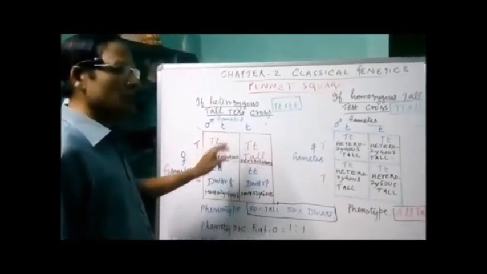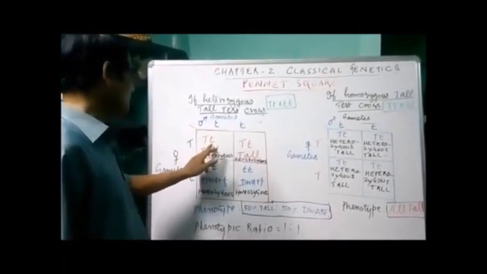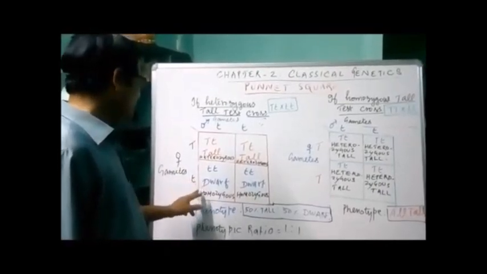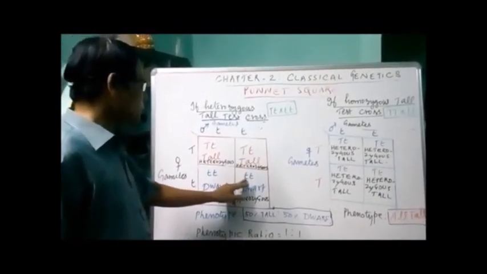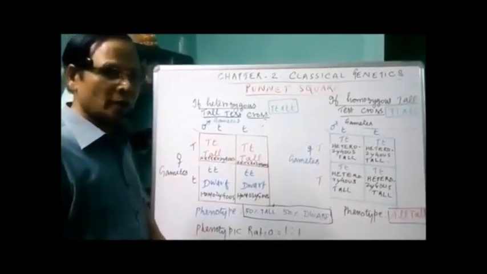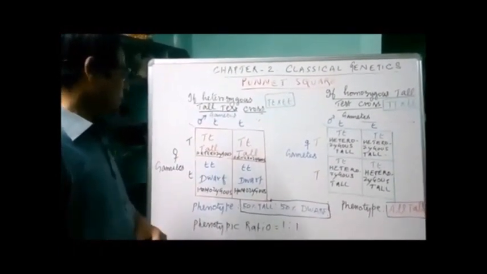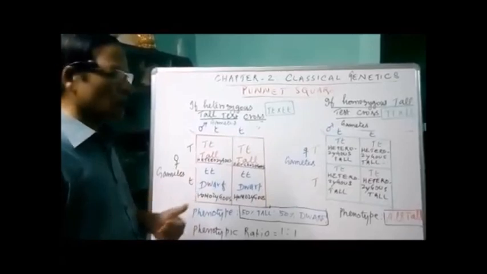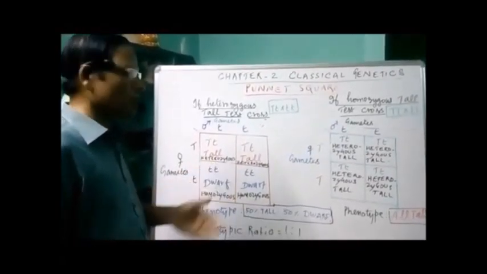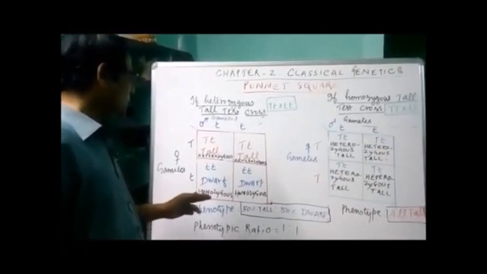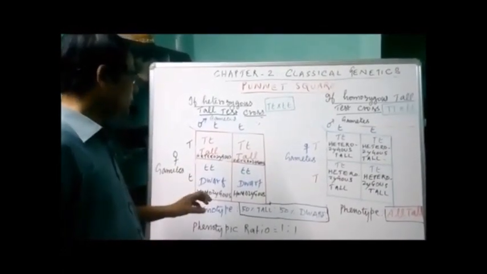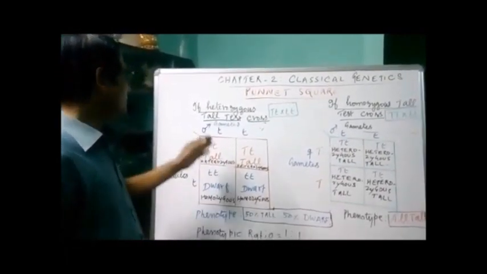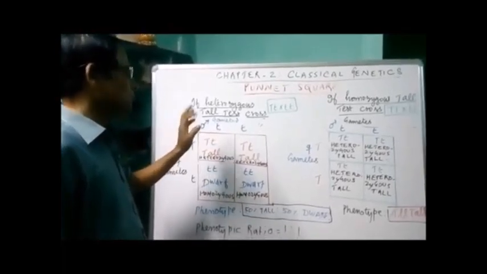The crossing of these two results in heterozygous tall. Here also we are getting heterozygous tall. And here we are getting homozygous dwarf and homozygous dwarf, because the gametes involved have only the recessive allele. Out of the 4 individuals, 2 individuals are heterozygous tall and 2 individuals are homozygous dwarf. So the phenotypic ratio is 1:1. Out of the 4 individuals, 50% are tall and 50% are dwarf. So this is the actual test cross to find out the genotype.